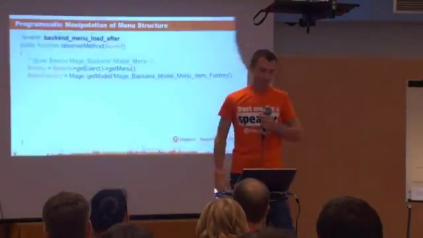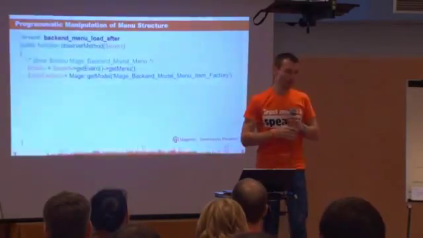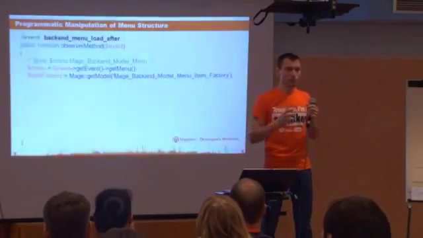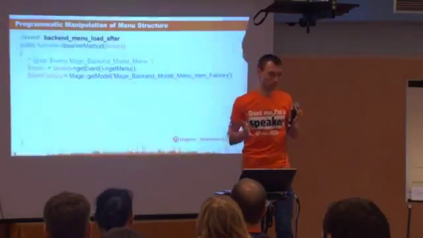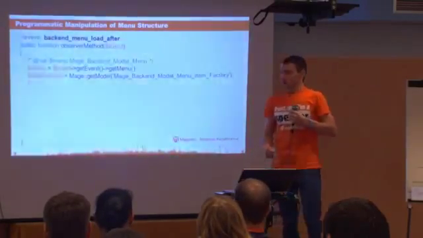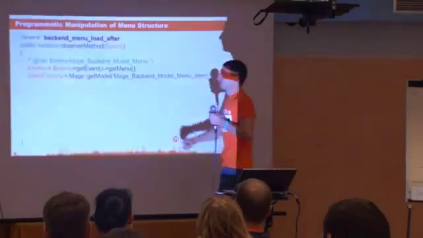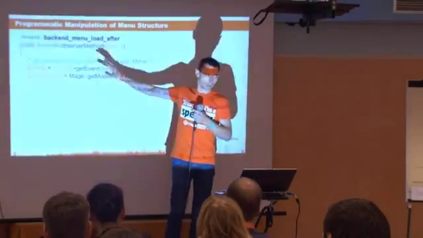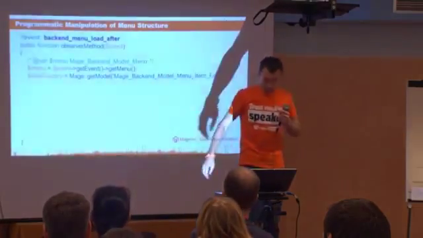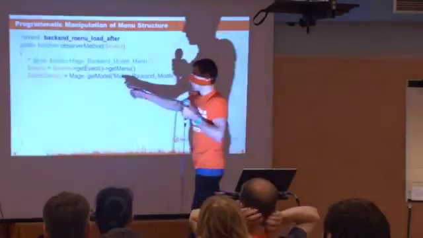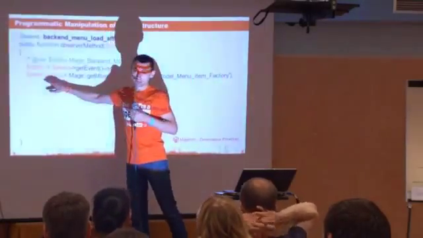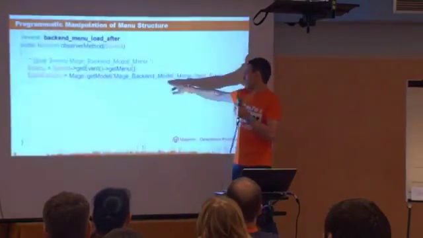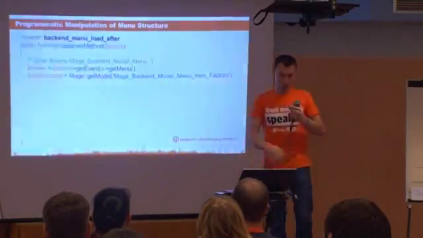And you can change menu structure on a code level, or for example, you can create new items dynamically from some conditions in your system. For this, you have to subscribe to a new event named backend menu load after. You have to create your own observer, and you have to get the menu object from the event object. And if you want to create a new menu item, you have to use the Mage backend model menu item factory for item creation.